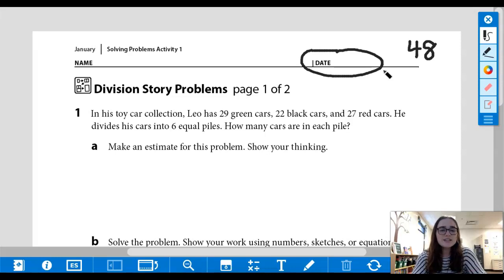All right, you need your thin number corner book and you need to open up to page 48. On page 48, we are working with a couple division story problems.